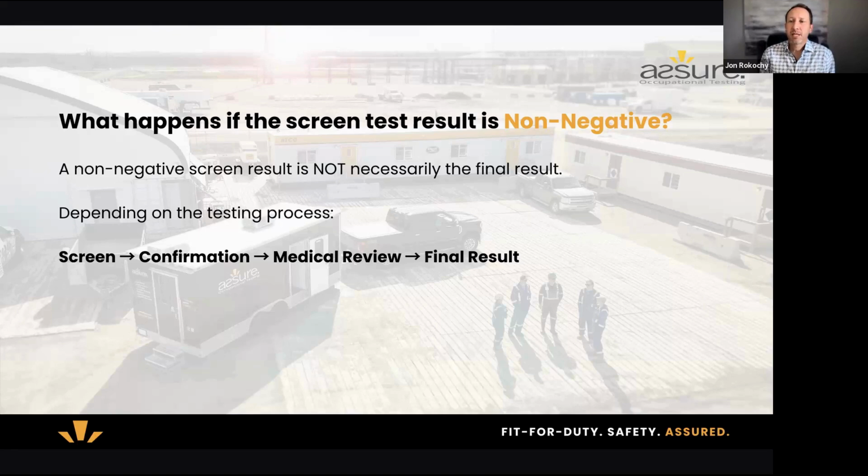We are always going to recommend that you do not base an employment decision or a disciplinary decision based on just an instant test, because that instant test is not legally defensible. So if something shows up, it's always going to be recommended that you send that sample to the lab to be confirmed. Any screen test gets sent for confirmation, gets sent for medical review, and then that becomes the final result.